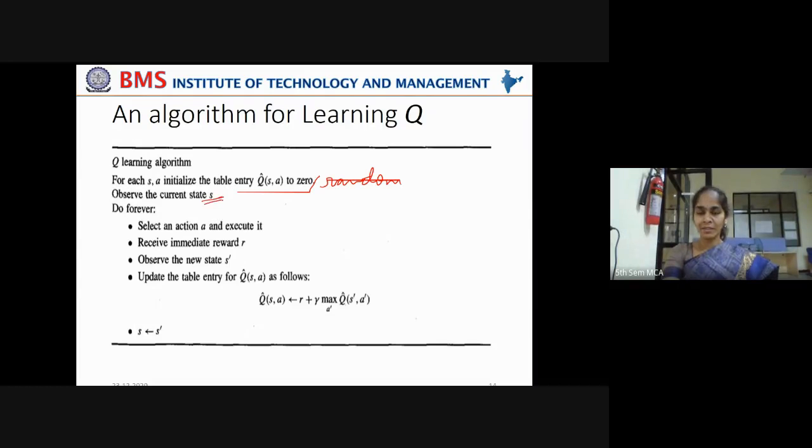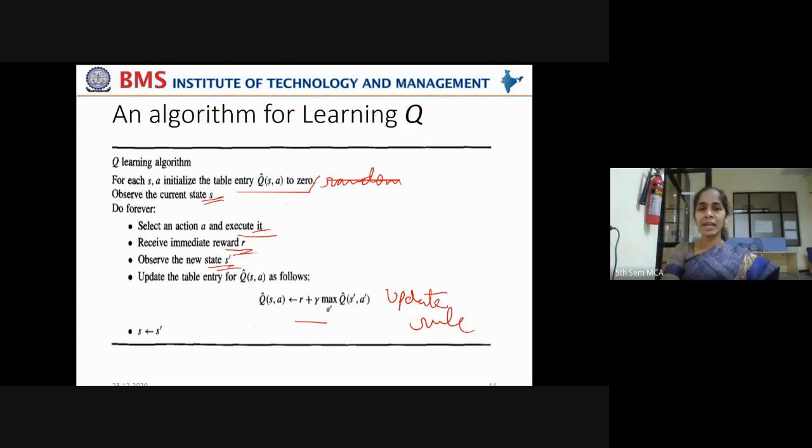Observe the current state S, that is from which state it has to move. Do forever, continue doing it. What actions does it have to do? Select an action A and execute it to move from that particular state. Now receive the immediate reward R, observe the new state S dash, and update the table entry for Q cap of SA. How do you update? By using this update rule.